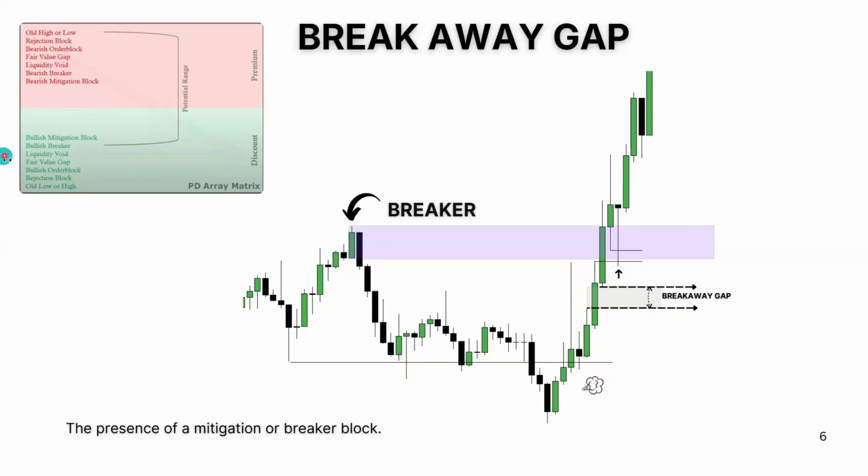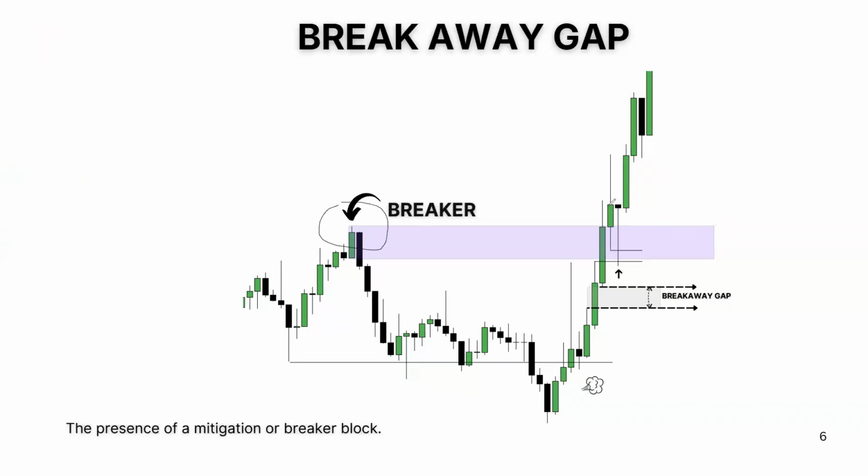So when you see a breaker block like this and the fair value gap below, expect that that fair value gap will most likely be a breakaway gap. Now, it doesn't mean that price cannot dip into it. That can happen. But once you see price finding support on the breaker block with a fair value gap below, and then expanding higher, you want to treat that fair value gap below the breaker block as a breakaway gap.